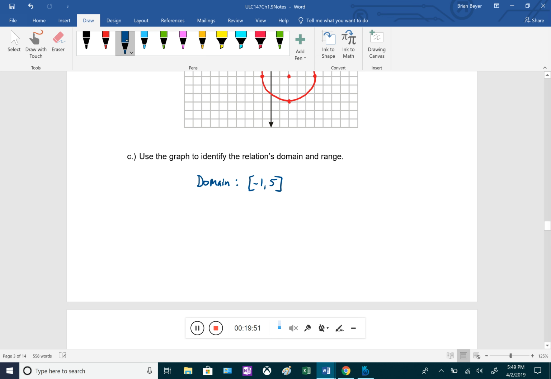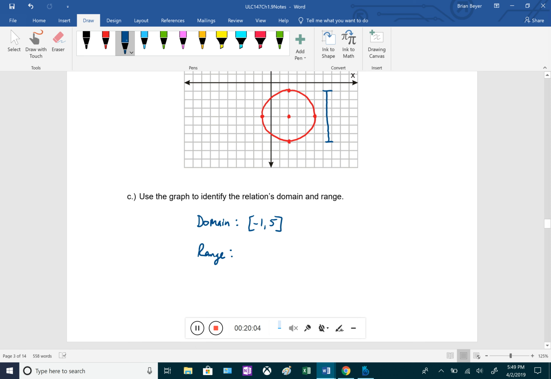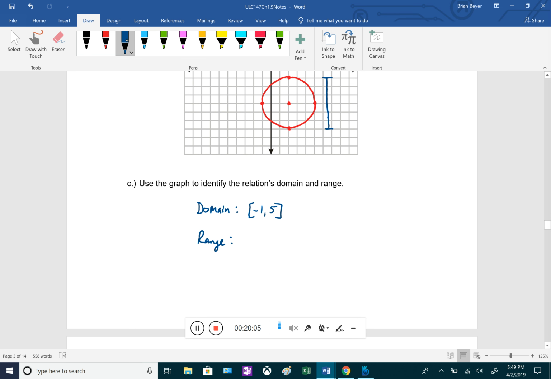And then the range is going to be the set of all y values that exist. So scanning bottom to top, it's going to look like that. It's going to be those y values. So that's going to be from -7 to -1.